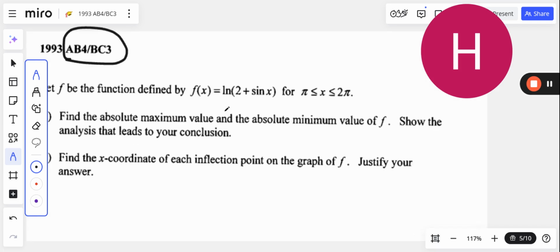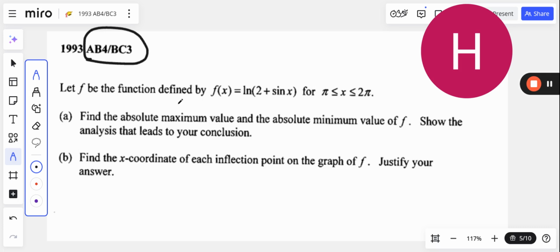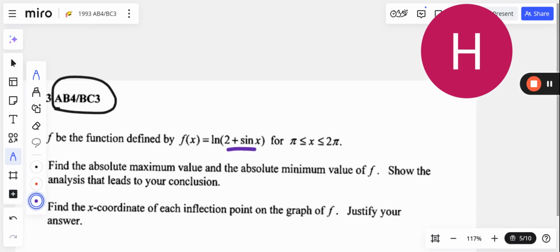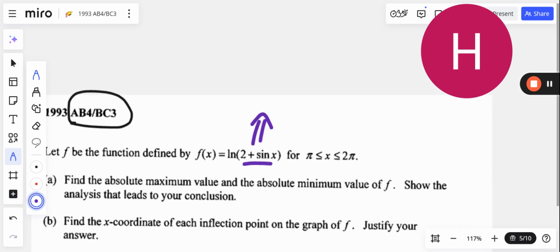Let's look at this function. The function is defined by an ln function. ln has some domain restrictions, so we're going to be on high alert for that. And it's just a chain function. There's a sort of chain rule to it because it's a layered function. So 2 plus sine of x is on the inside. Now, remember that none of these questions specify the domain, but the inside of a logarithm needs to be strictly greater than 0.